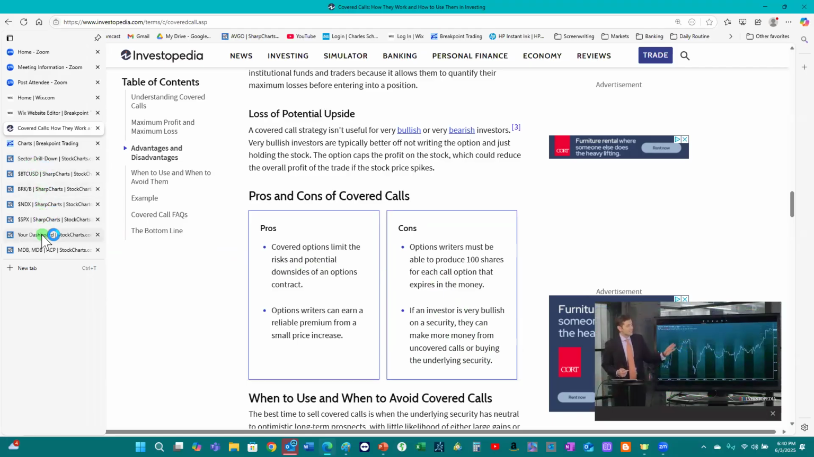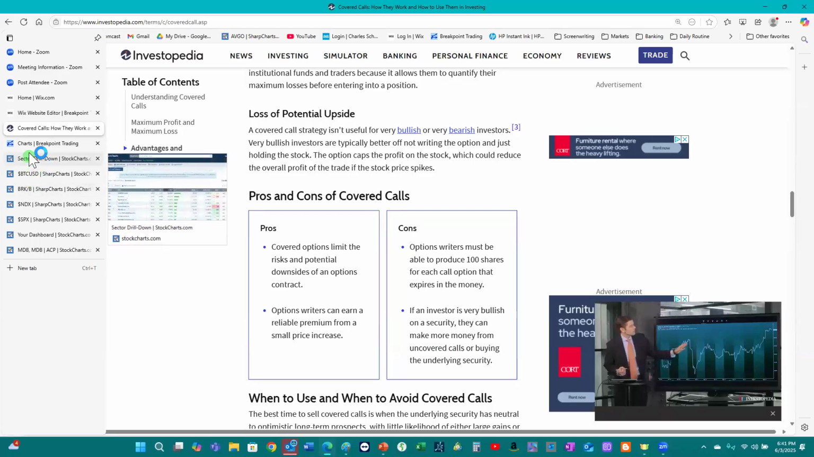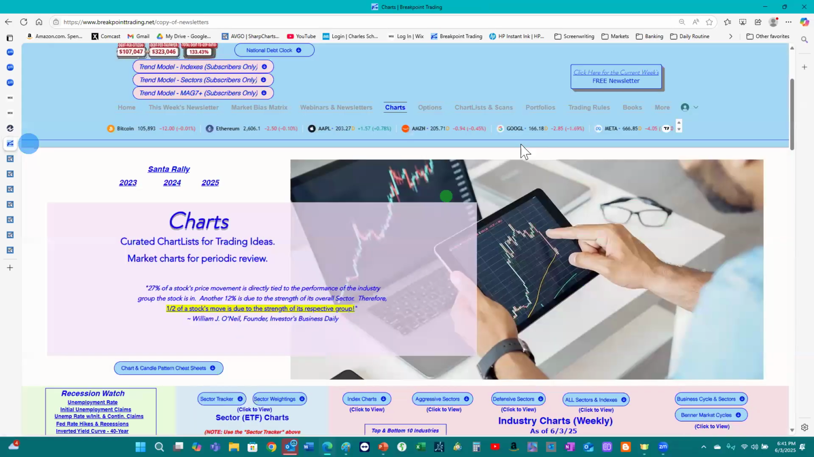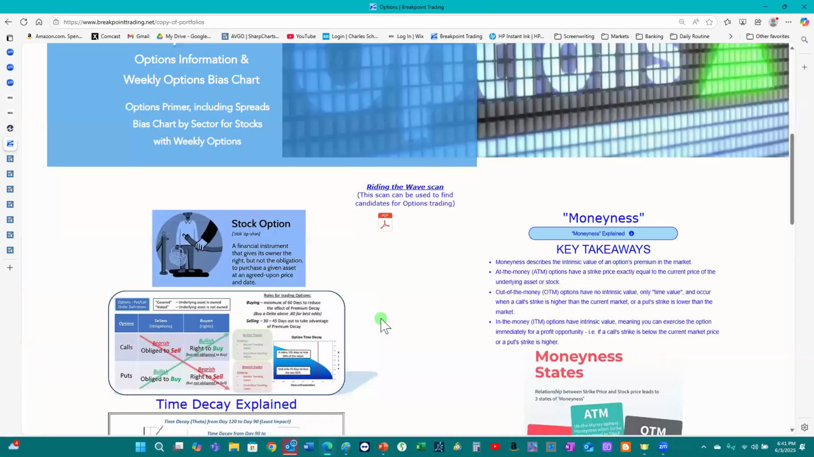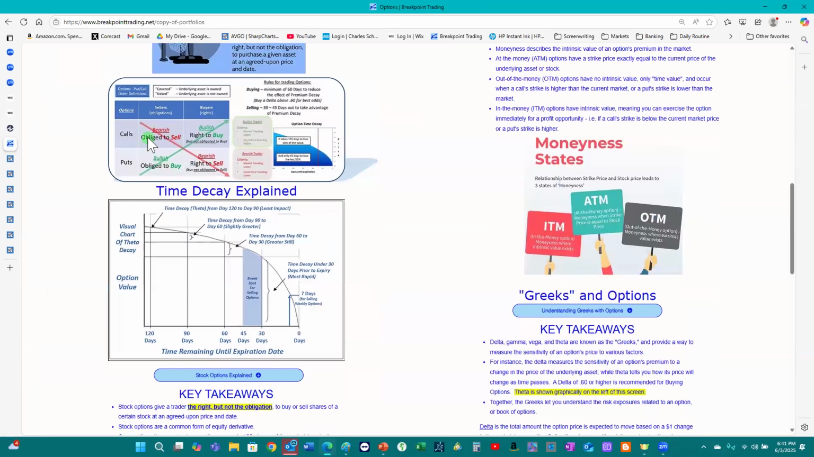Let's take a look at an example, and I'll show you how to use it. Well, first, let's go back to the website and go to the options page. And on the options page, right here, it explains the difference between being a buyer and a seller. So if you are a seller of a call, it's a bearish strategy, meaning you're hoping the stock will go down or at least stay where it is. If you are a buyer of a call, it is a bullish strategy, right?